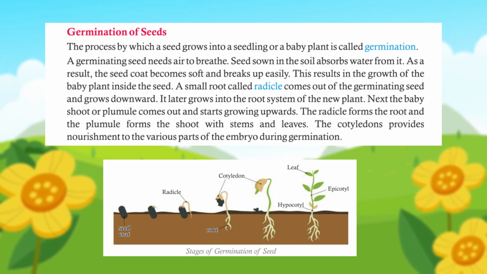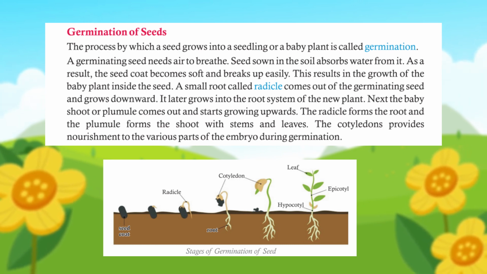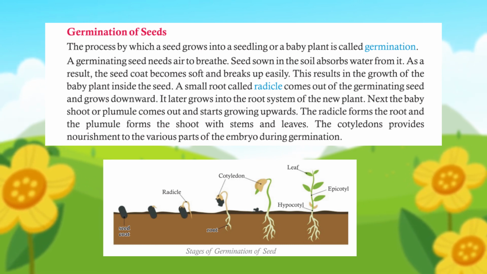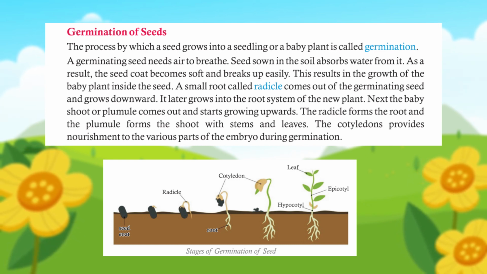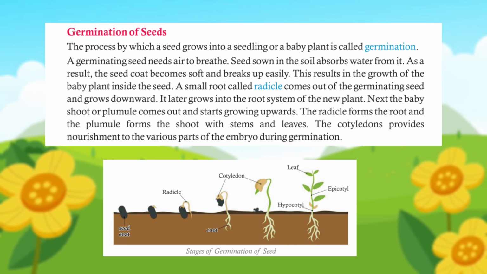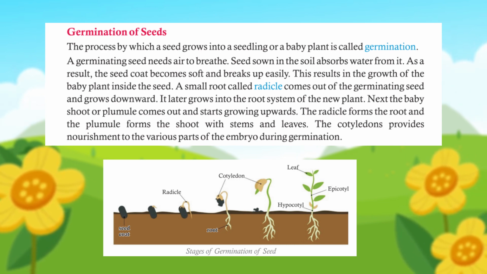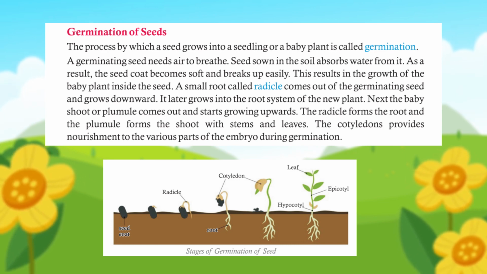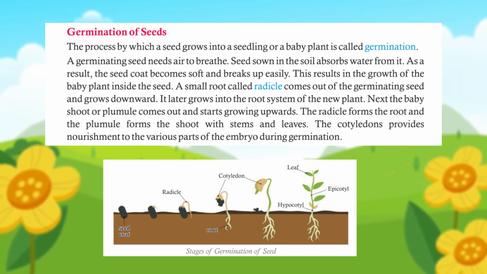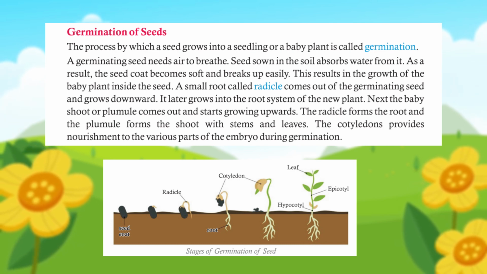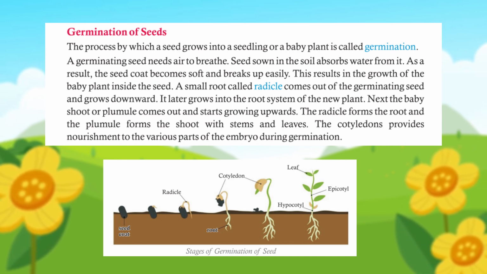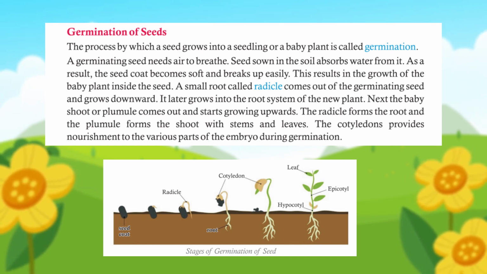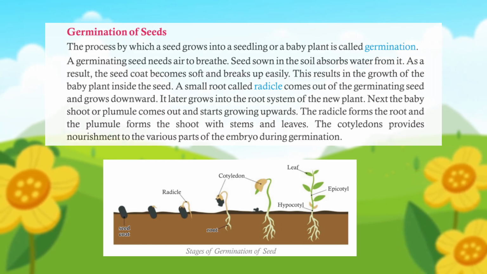A small root called the radicle comes out of the germinating seed and grows downward. It later grows into the root system of the new plant. Next, the baby shoot or plumule comes out and starts growing upwards. The radicle forms the root and the plumule forms the shoot with stems and leaves. The cotyledons provide nourishment to the various parts of the embryo during germination.